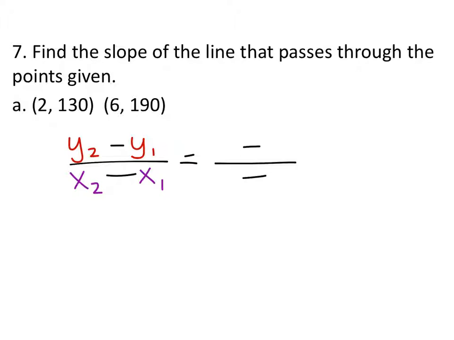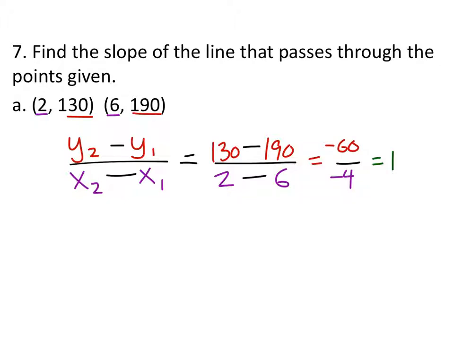Alright, well the y values on this one are 130 and 190. So I got 130 minus 190, which as a rise gives me negative 60. Then the run is 2 and 6, so that would be 2 minus 6, which is negative 4. So I've got negative 60 divided by negative 4, which would give us a total slope of 15.